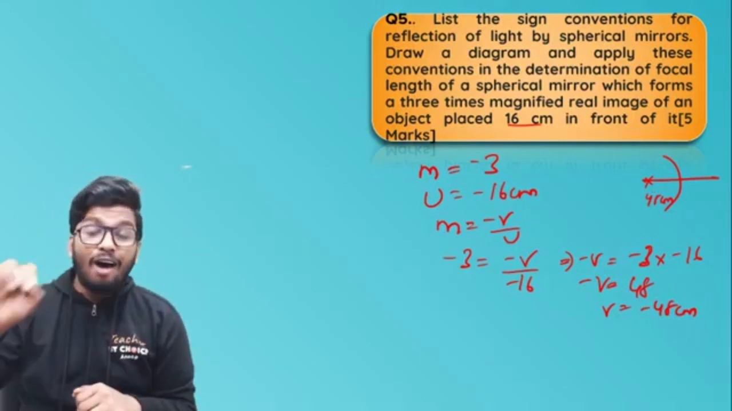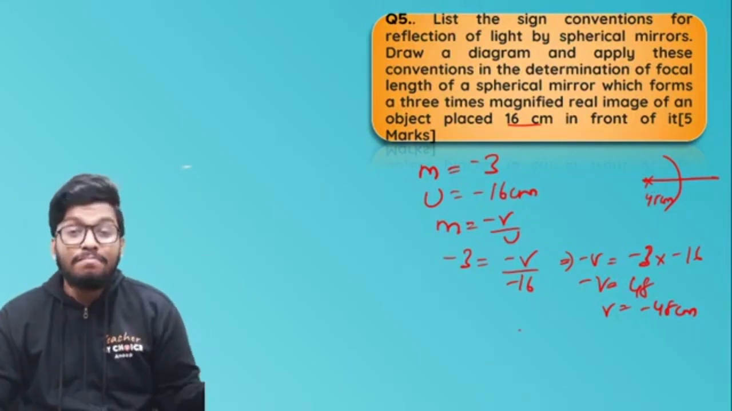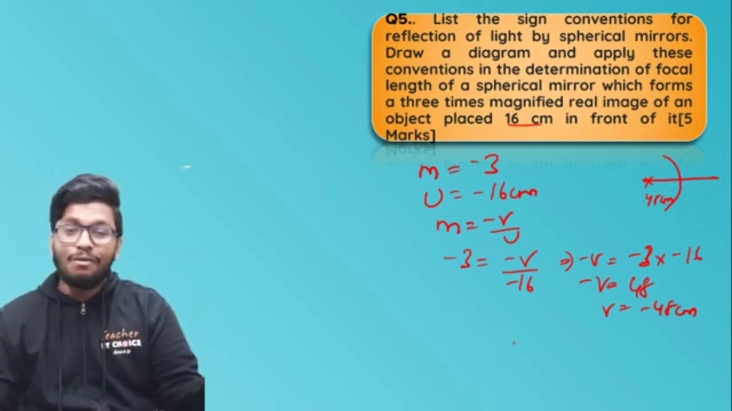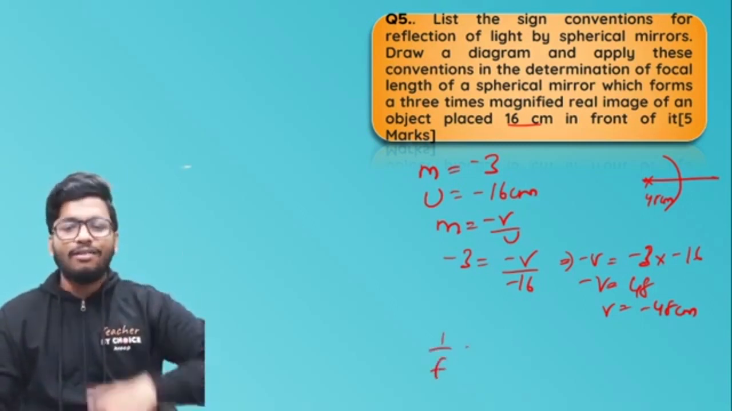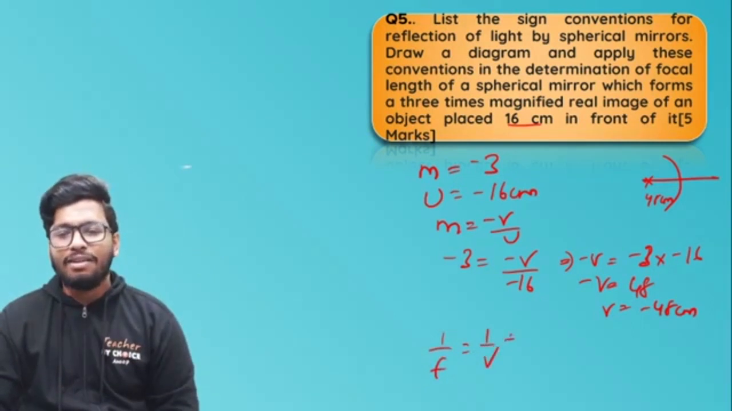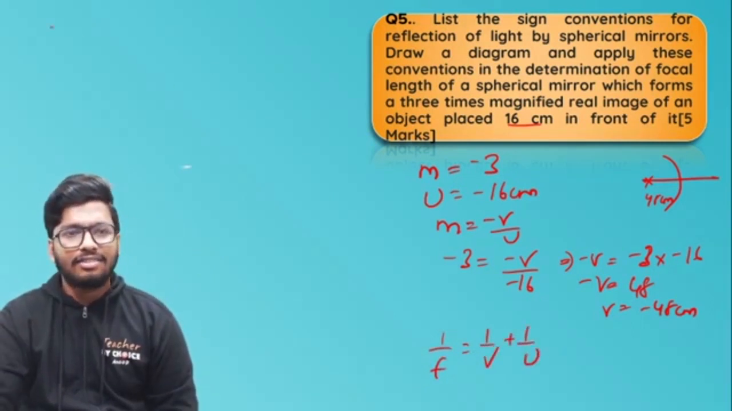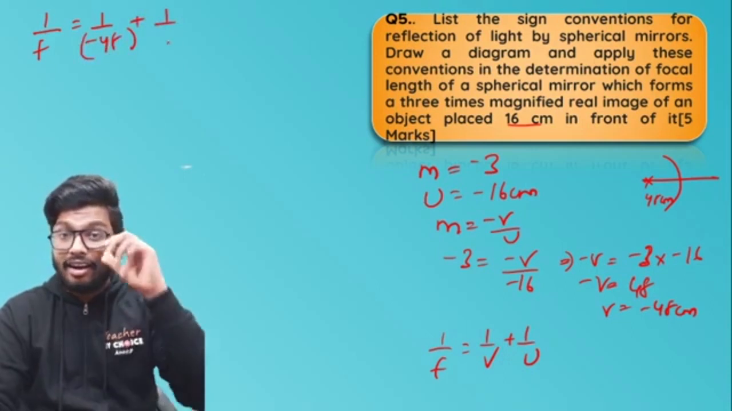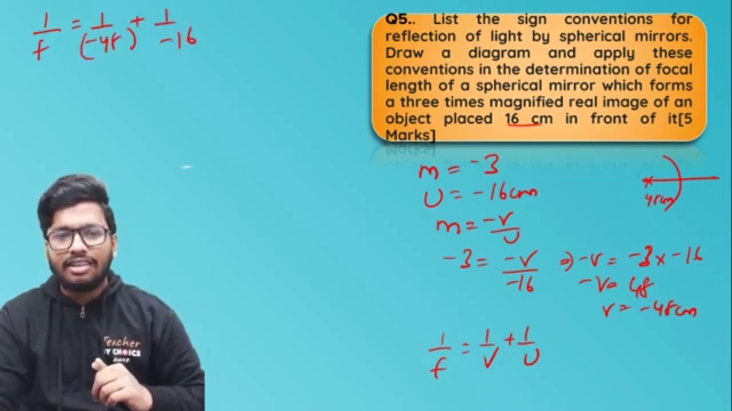Simple. Now to find out the focal length. Now that you found out the object distance and the image distance, what is left? Use the mirror formula: 1 by f is equal to 1 by v plus 1 by u. I'm going to write it over here. 1 by f is equal to 1 by v, which is -48, and my object distance is -16.